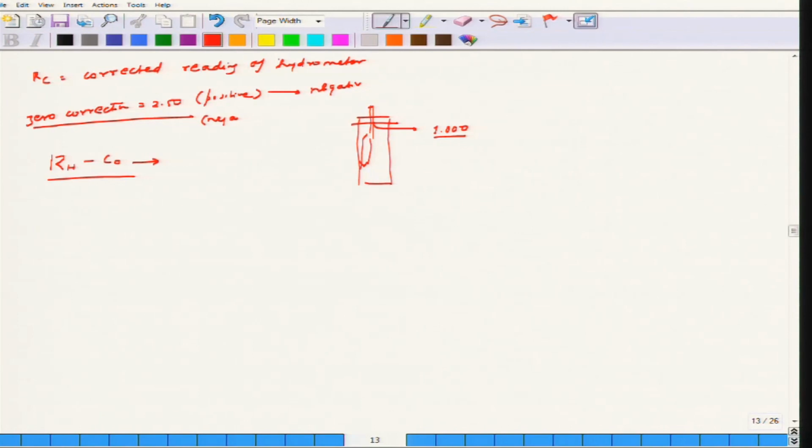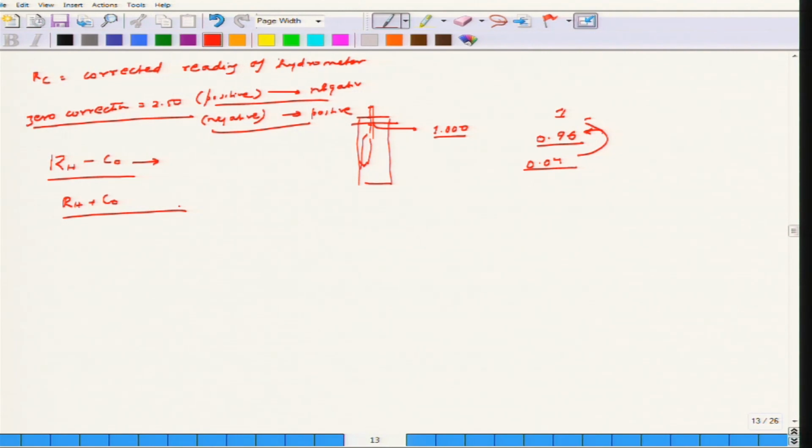If on the other hand the zero correction is negative in nature, it means the reading is below the mark. Instead of showing a specific unit weight of 1, it is showing, let us say, 0.96. Then the zero correction is 0.04. So if it is negative in nature, you have to add it. That means you have to add 0.04 to this number in order to get the actual hydrometer reading. In that case it should be RH plus C0.